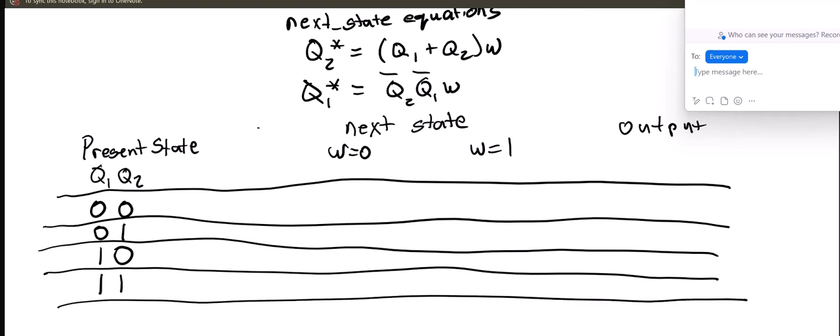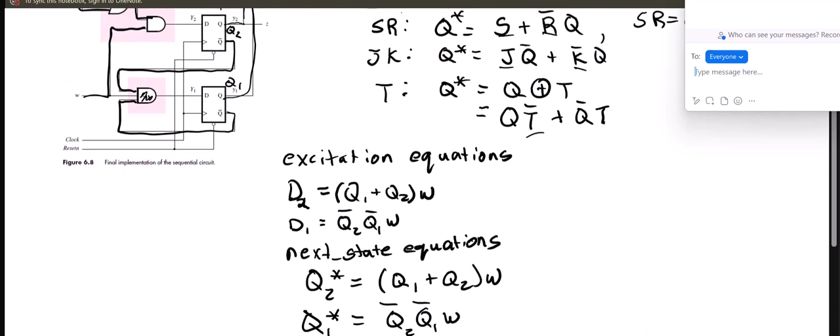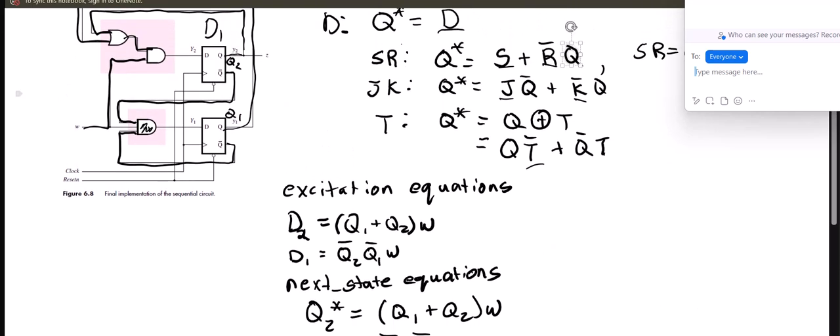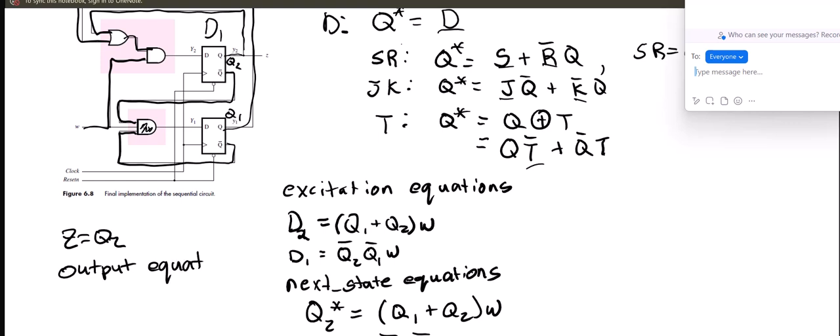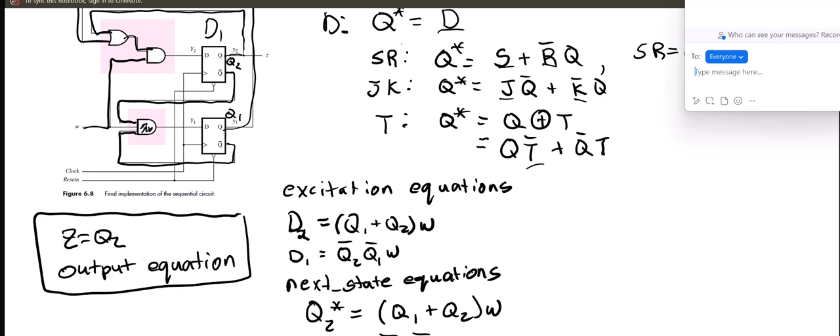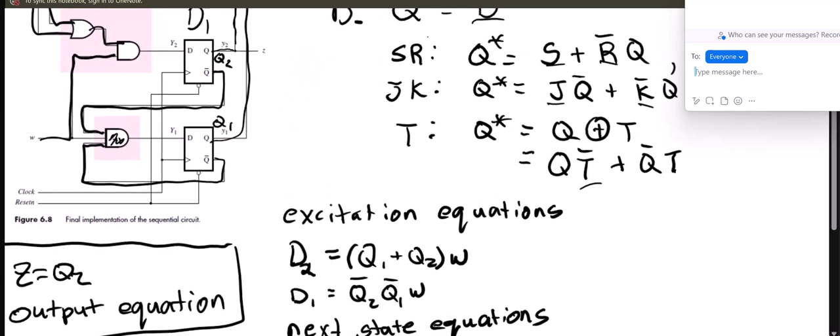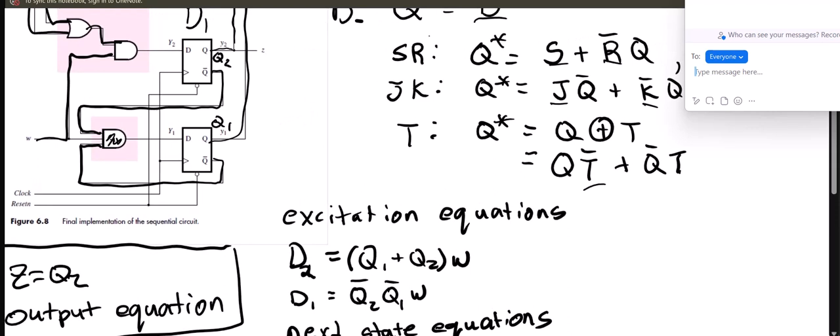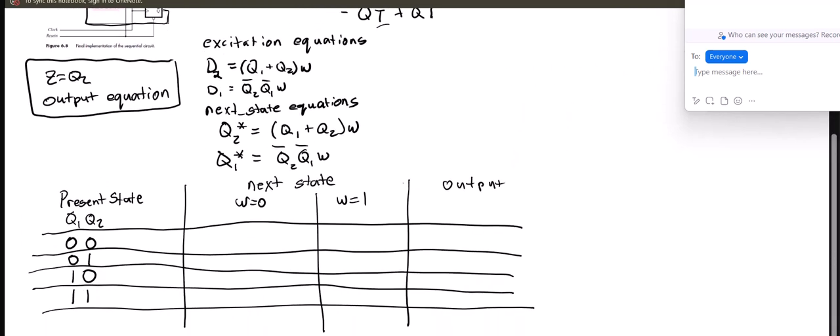And I realize I skipped something. I'm going to go back and do it. I did not say what our output was. So our output, Z, is Q2. So our equation's real simple. Z just equals Q2. So that's our output equation. So just whatever the output is, because when I look at it, that's what's going into it. If you remember earlier when I was giving the example of the Mealy machine, I drew an AND gate, and that one would have been Q2 and W as your output equation. Okay.